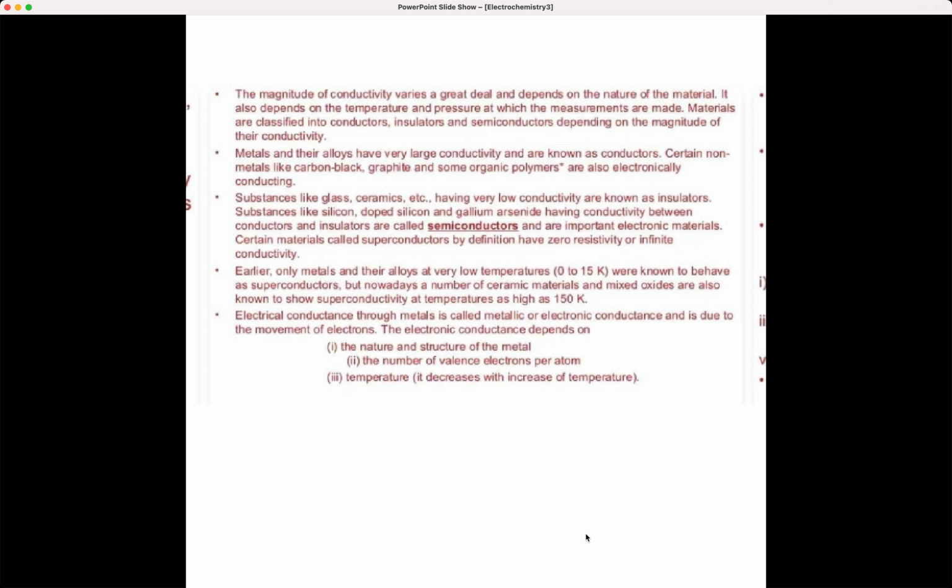Then electric conductance through materials is called metallic or electronic conductance because of the movement of electrons. So, we can classify that on the basis of the nature and structure of matter, the number of valence electrons per atom, and temperature. It decreases with increase of temperature.